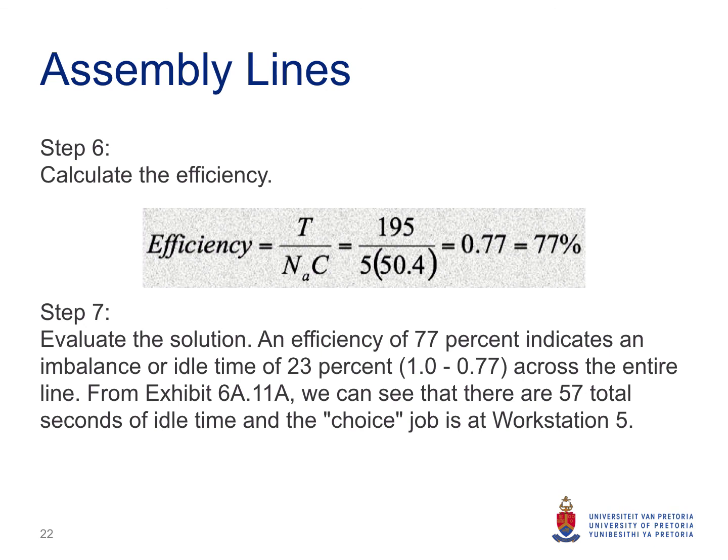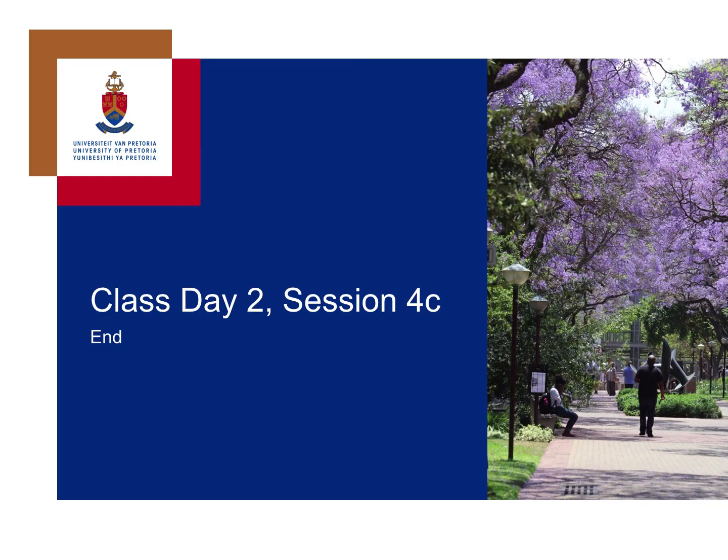The question now becomes whether a better balance is possible. In this case, the answer is yes. Try balancing that line with rule B and breaking the rules with rule A. This will give you a feasible 4-station balance. This then ends session 4C on assembly lines.